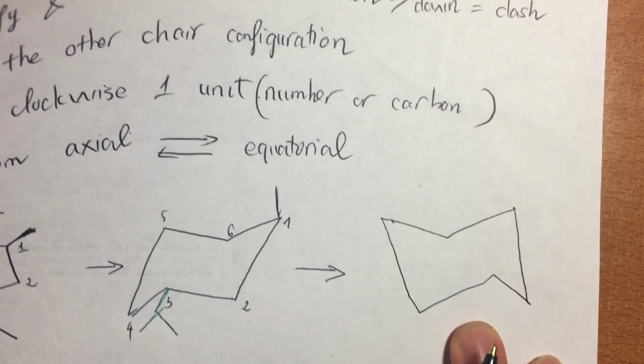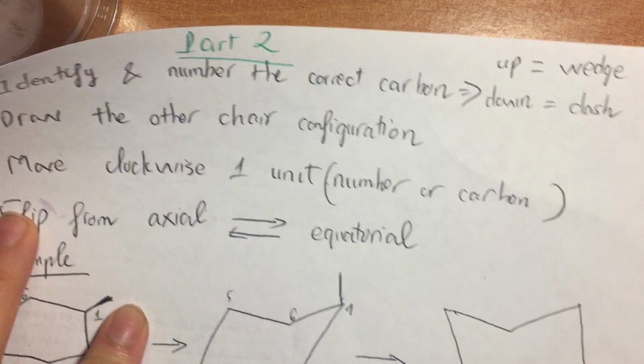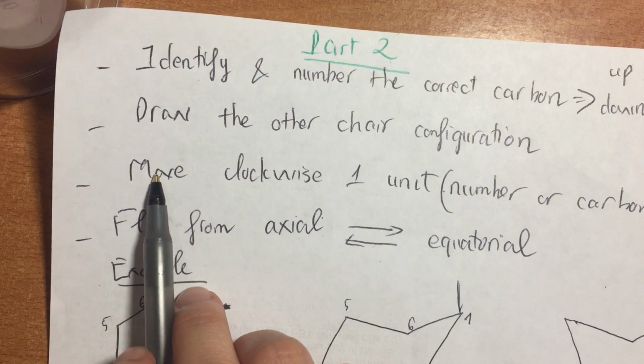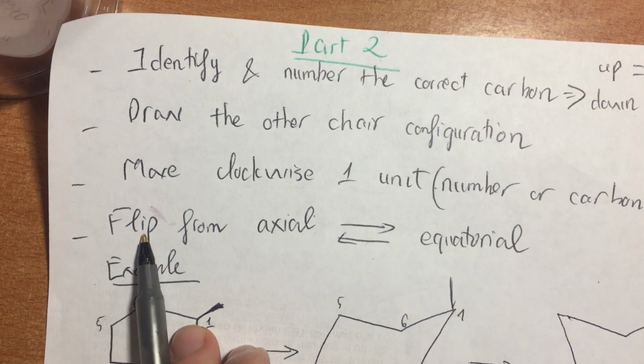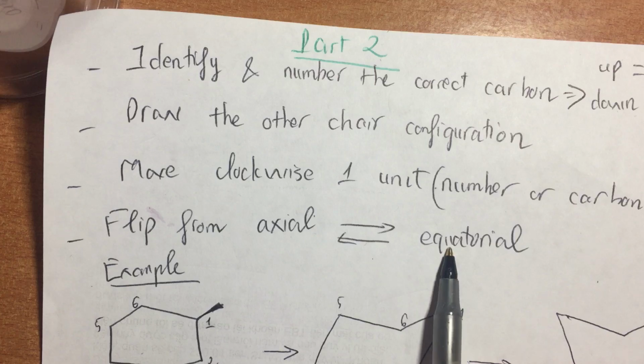So this is my second chair configuration. It doesn't look really that great. The point is that I want to move clockwise 1 unit, and now I want to flip axial to equatorial.